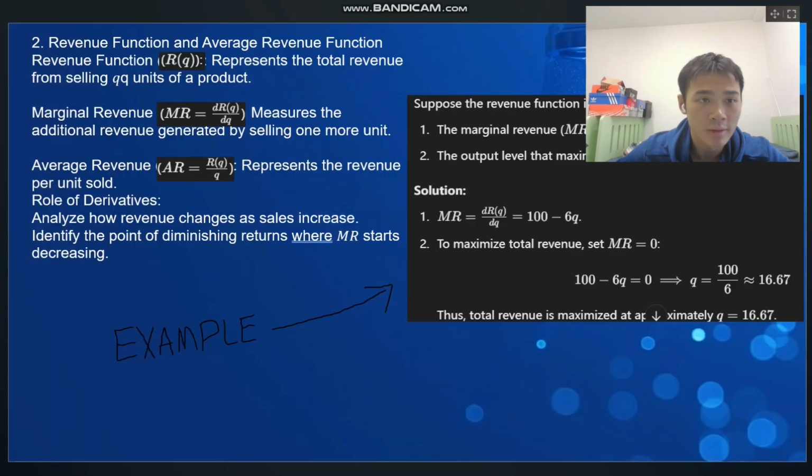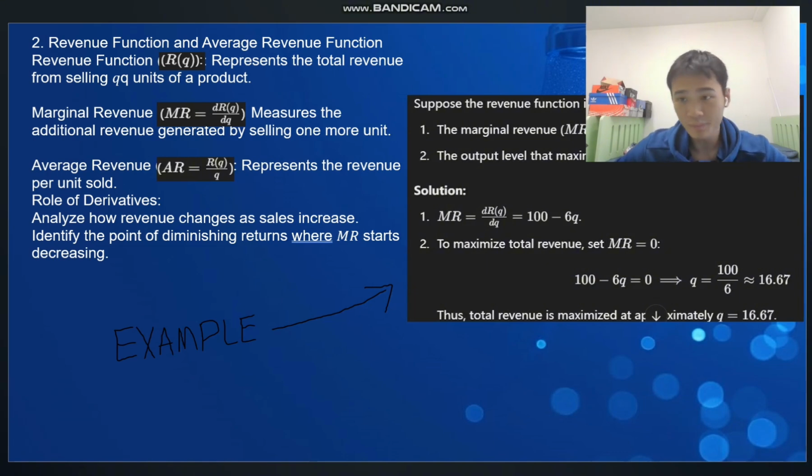Then let me explain the revenue function and average revenue function. So about revenue function R(Q), it represents the total revenue from selling Q units of product. Second is marginal revenue. MR equals dR(Q) over dQ, which measures the additional revenue generated by selling one more unit. And next, what we have is average revenue. AR equals R(Q) over Q, which represents the revenue per unit sold.